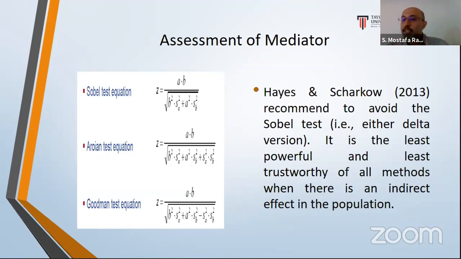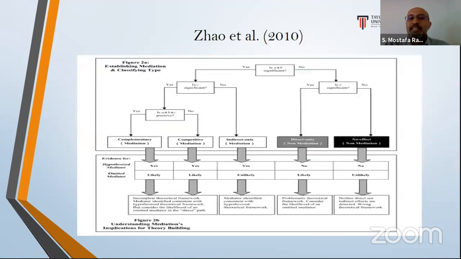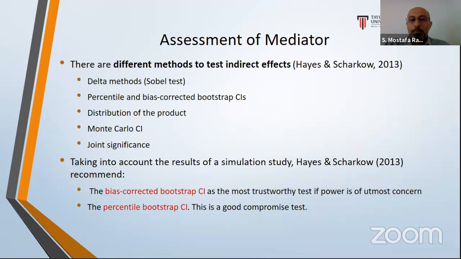Both the Sobel test and Baron and Kenny for assessment of a mediator are, based on recent studies, not valid and not acceptable, right? So what's the best method? The best method for assessment of a mediator still belongs to the third category, but using bias corrected bootstrapping or percentile bootstrapping confidence interval.